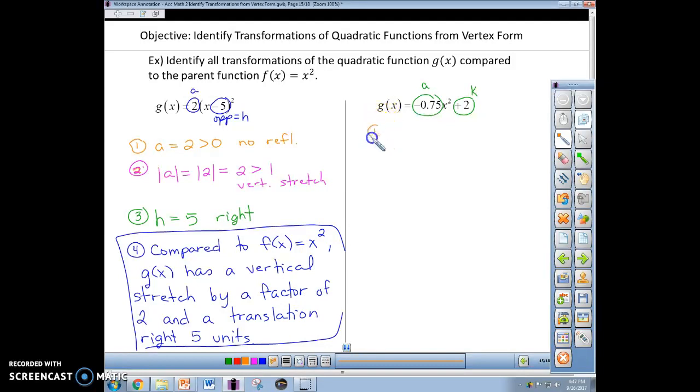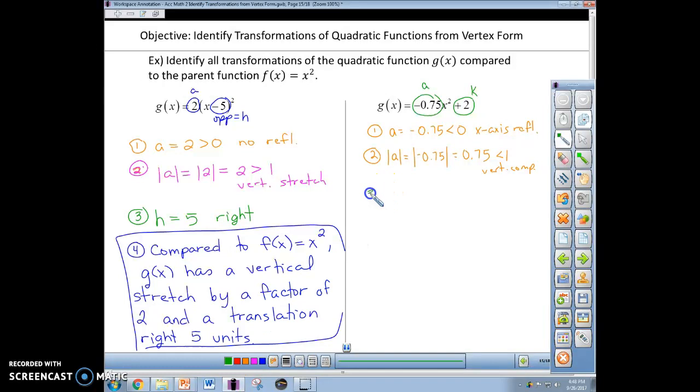Looking at the a value, we look at its sign first, and it is negative, so that tells us that we do have an x-axis reflection. Second, we look at its absolute value. And the absolute value is by definition distance from 0. So that's always a positive quantity, so that would be positive 0.75. And here we compare to 1. And being less than 1, that tells us that we have a vertical compression.